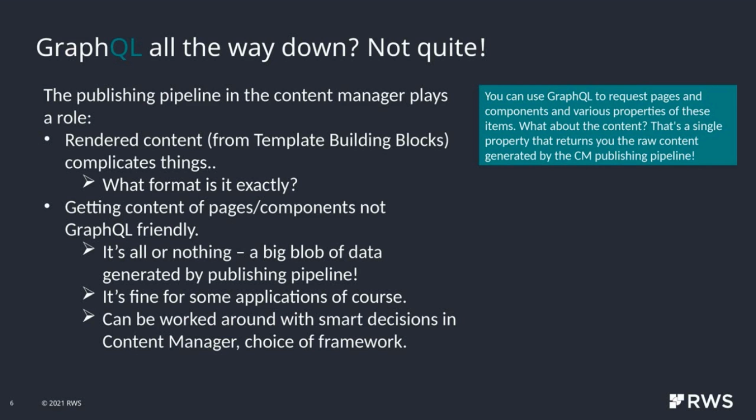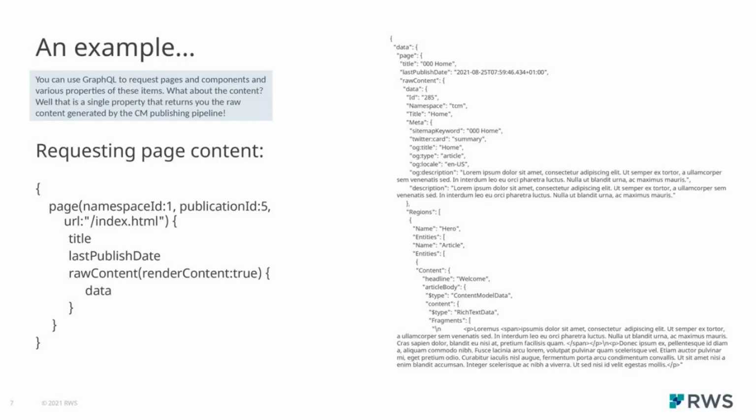It can be worked around with smarter decisions in the content manager. So you can break the structure of your content in certain ways. You can have schemas and different component types and so on and so forth, but it's a little bit harder, and it shifts the emphasis from one place to another. And it also can kind of vary your choice of framework that you may wish to use. So we'll see an example of that.